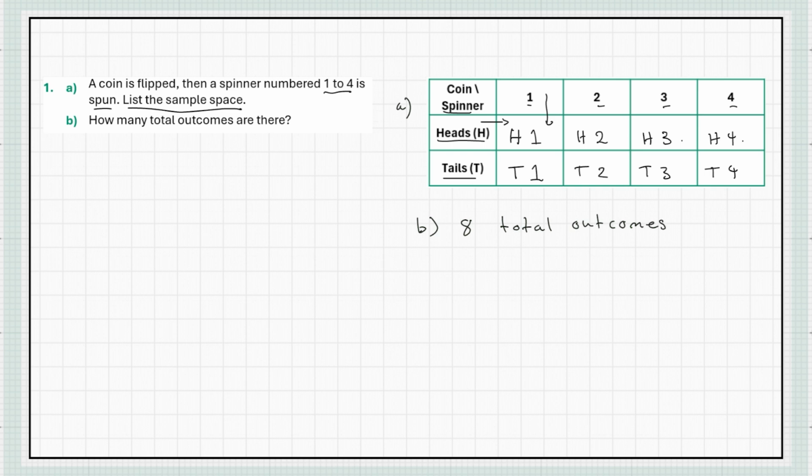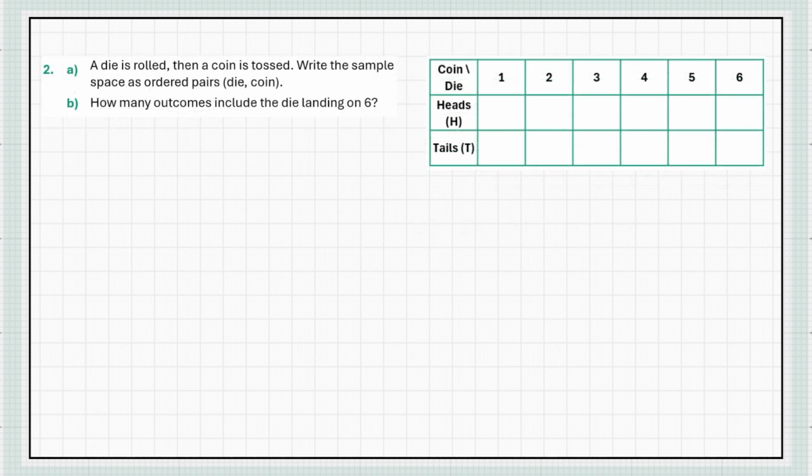Alright. Now, this will be useful because we need to know what our total outcomes are in order to figure out what the probability of one of these events occurring is. Alright, let's look at another one, and again, we're just going to be looking at outcomes for this part of the lesson. Alright, here's another one.